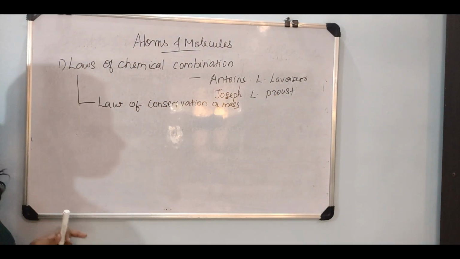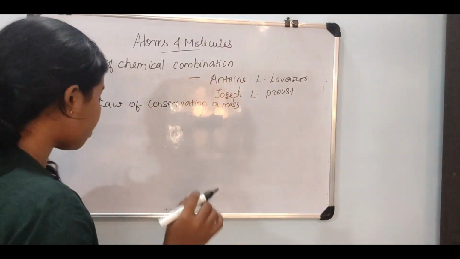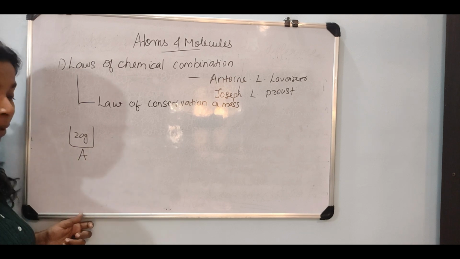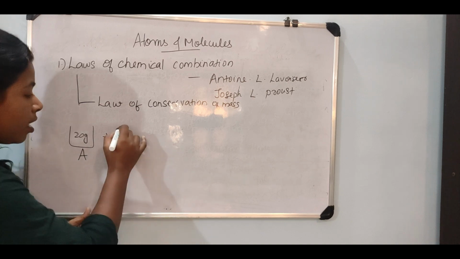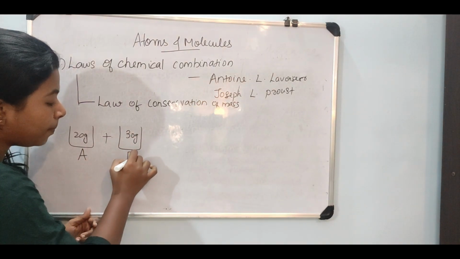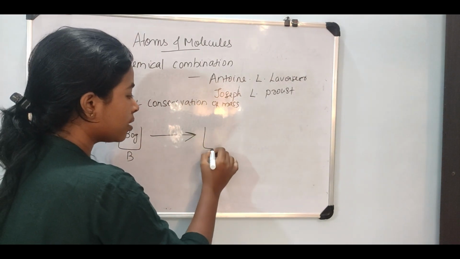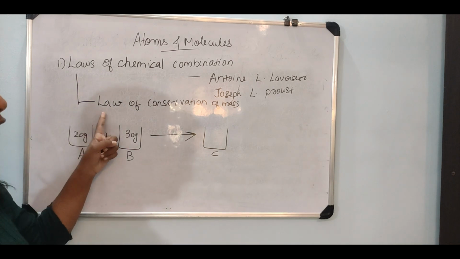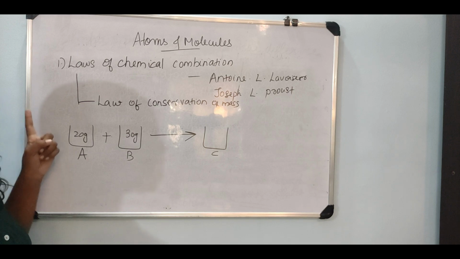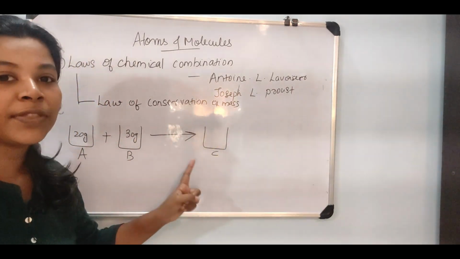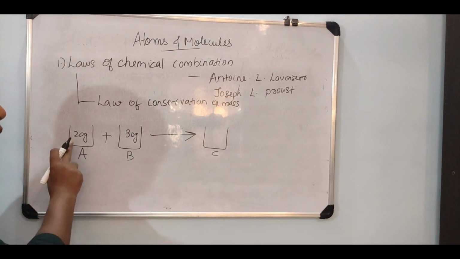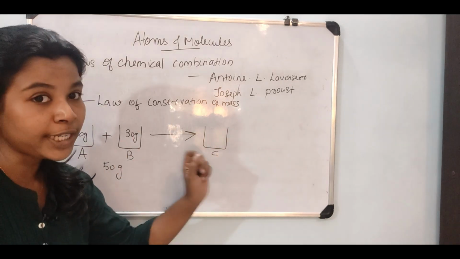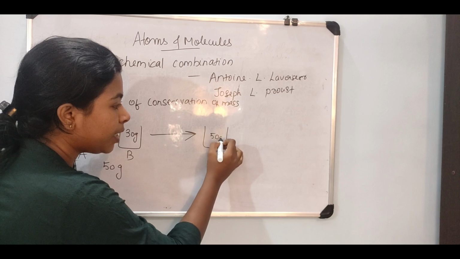Let's consider a chemical reaction. I am taking 20 grams of a reactant A and combining it with 30 grams of reactant B. I am getting a product C. Can you guess the mass of this product? According to the law of conservation of mass, the total mass of the reactants will always be equal to the total mass of the products. The total mass of the reactants here is 20 plus 30, which is 50 grams. So the mass on the product side will also be 50 grams.